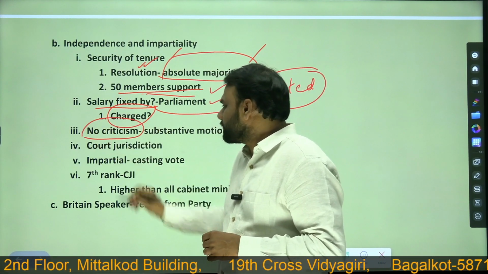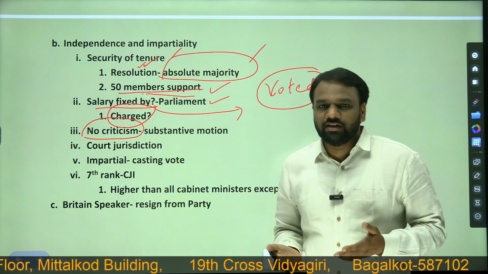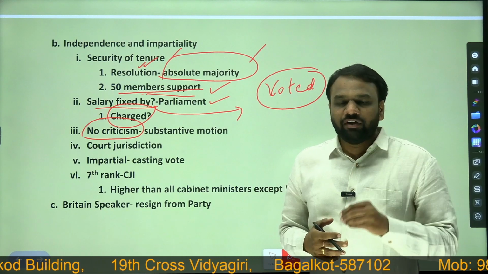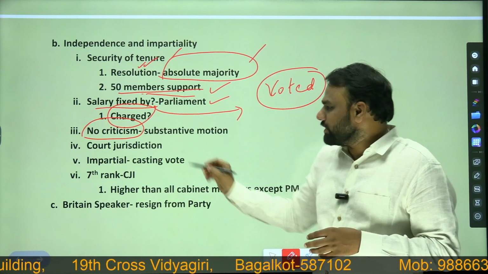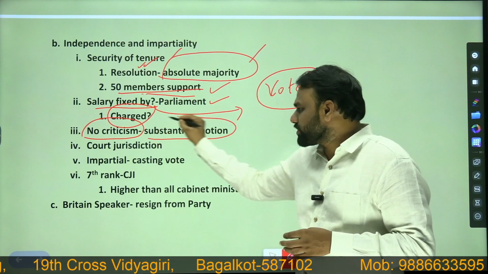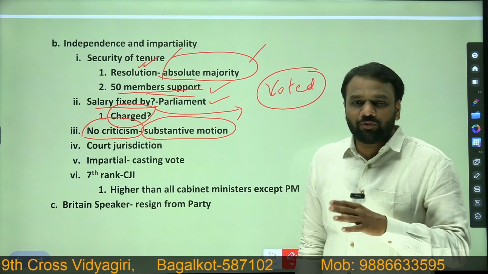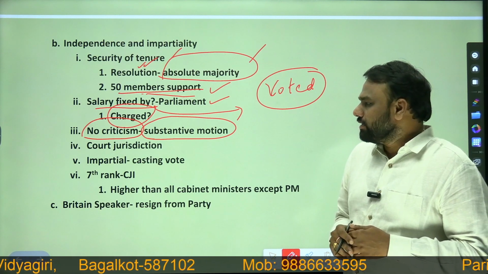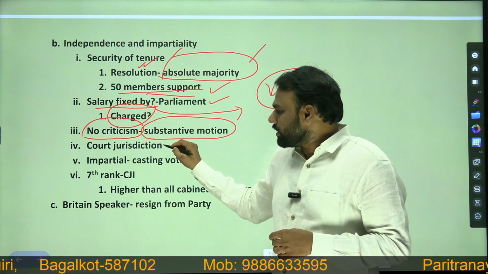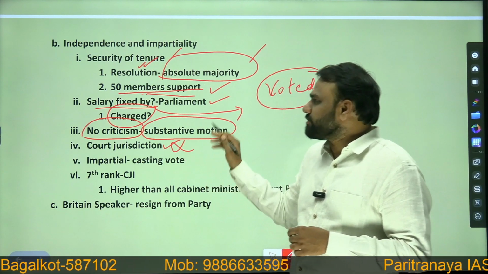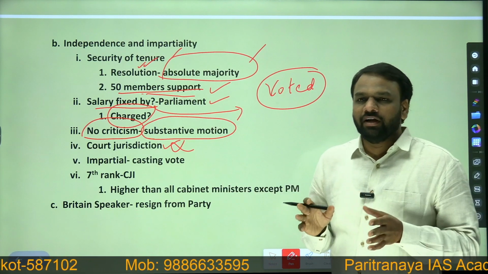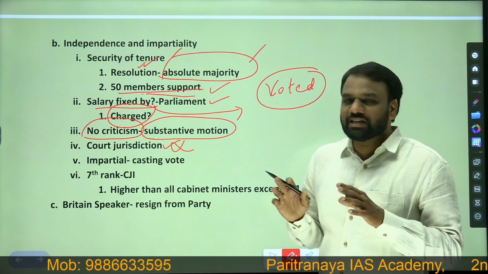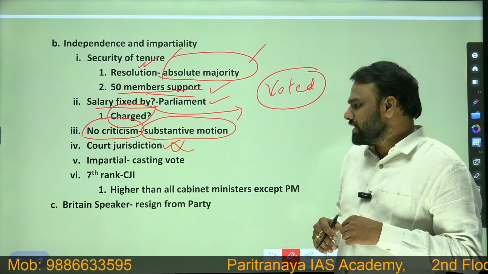Next, no criticism. We cannot criticize the decisions of the speaker. If at all we want to criticize, then we can do so only with the help of a substantive motion. What is a motion, what is a substantive motion? Again, we'll have a separate video for it. Next, the court does not have any kind of jurisdiction with respect to the speaker. Whatever decisions have been taken by the speaker, the court's jurisdiction is limited.